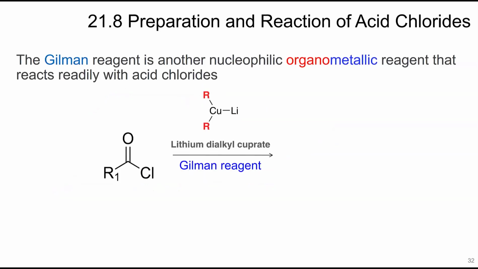A Gilman reagent is another nucleophilic organometallic reagent. This also reacts with acid chlorides. The difference here is that the metal is copper, and we use lithium instead of magnesium and bromide. And also, this only adds 1 equivalent of the R group. So this one stops at the carbonyl, whereas the Grignard will keep going. So the Gilman reagent, which uses the copper and lithium, that will stop at the carbonyl.